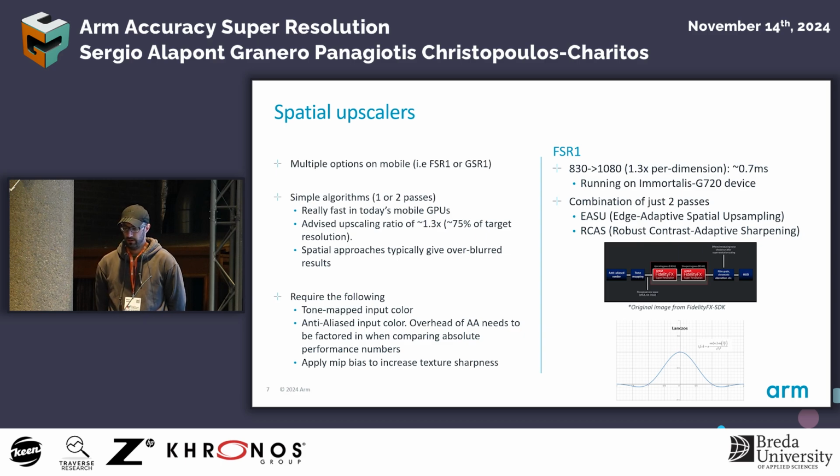And to put things into perspective, FSR1 on an Immortalis G720 device that upscales to a target resolution of 1080p from a 70% input and runs the two FSR1 passes, which is the upscaling and sharpening, actually runs in around 0.7 milliseconds, which is quite nice.